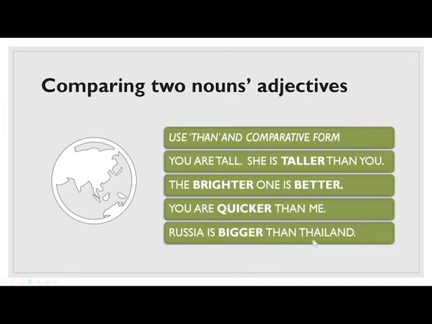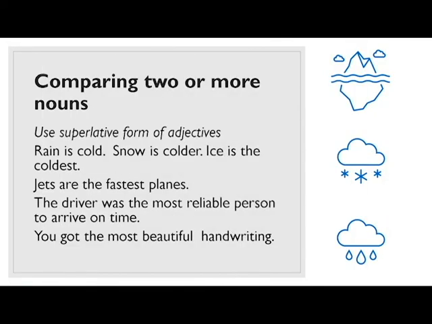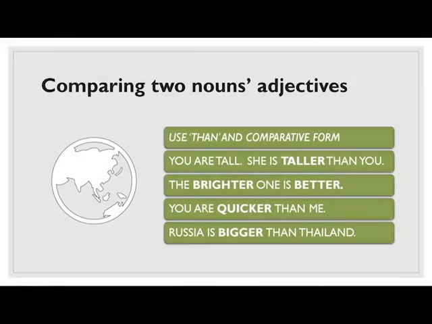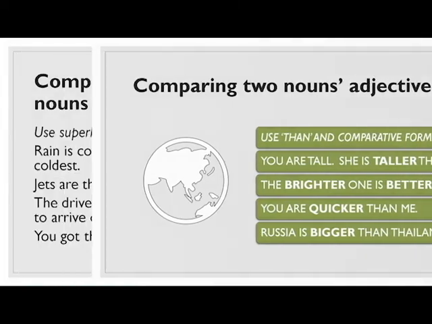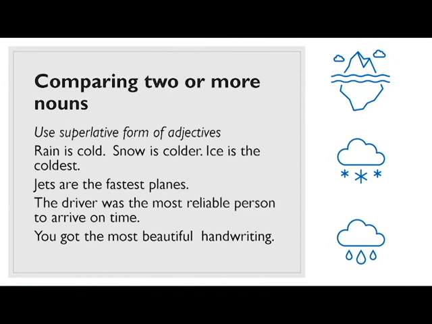Russia is bigger than Thailand. In here, big is the first form and bigger is the comparative form which compares Thailand and Russia. These are two countries that one day I would love to visit. Actually, I have visited Thailand and it's a beautiful country, and I hope to visit Russia sometime in the future. And then I will know if Russia is actually bigger than Thailand. I can actually know that by looking at the map.